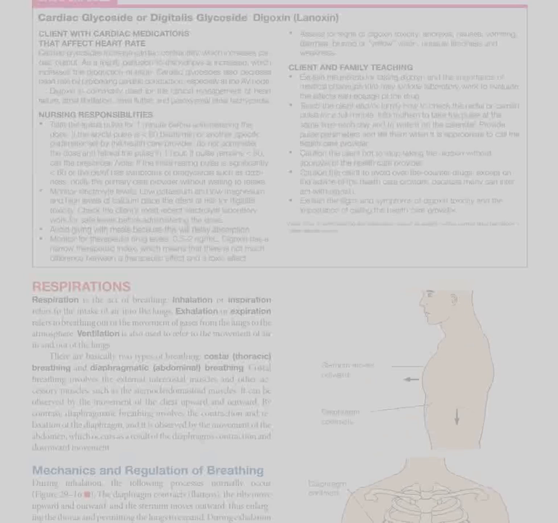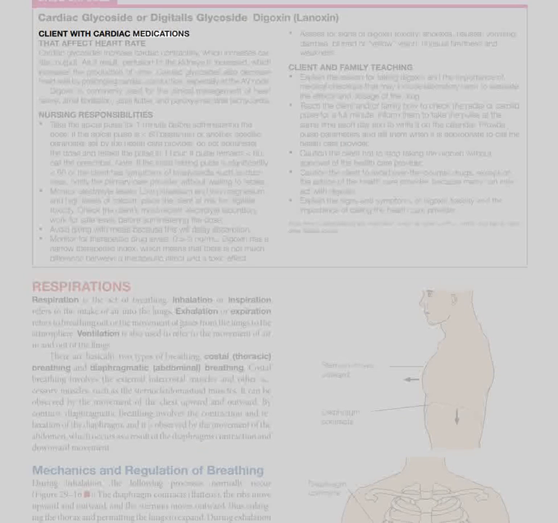Drug capsule. Client with cardiac medications that affect heart rate. Cardiac glycosides increase cardiac contractility, which increases cardiac output. As a result, perfusion to the kidneys is increased, which increases the production of urine. Cardiac glycosides also decrease heart rate by prolonging cardiac conduction, especially at the AV node. Digoxin is commonly used for the clinical management of heart failure, atrial fibrillation, atrial flutter, and paroxysmal atrial tachycardia. Nursing responsibilities: take the apical pulse for 1 minute before administering the dose.